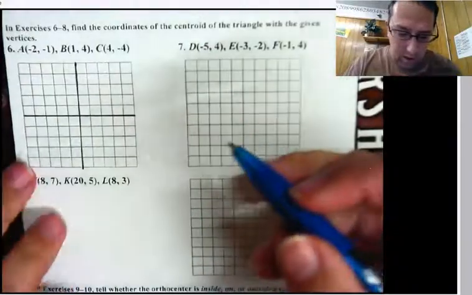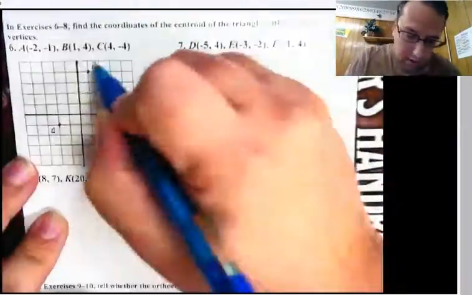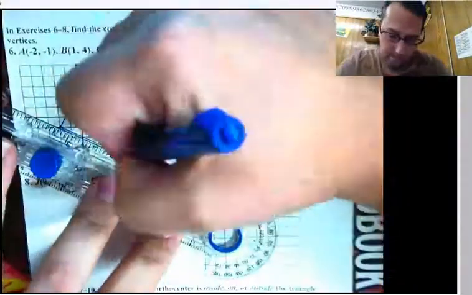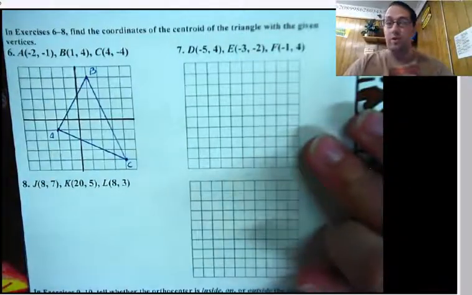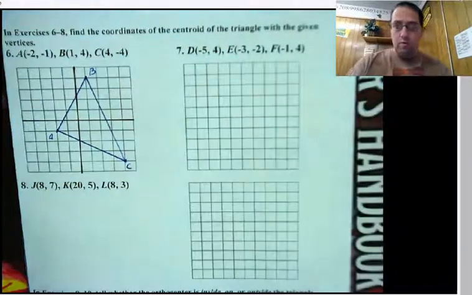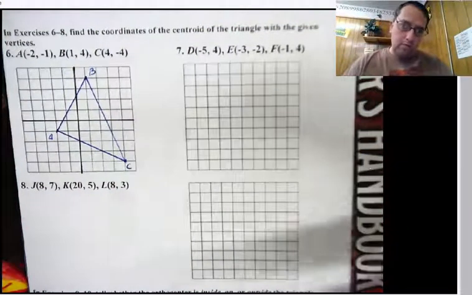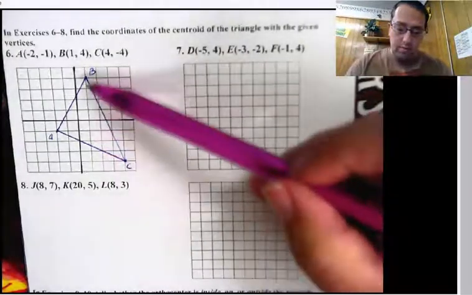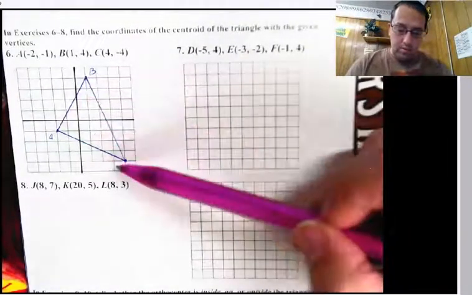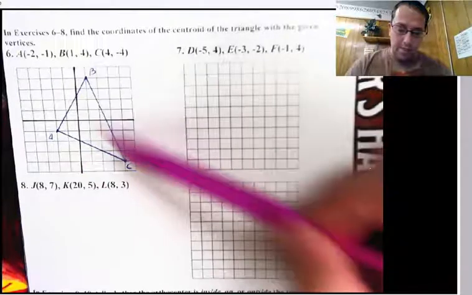I'm going up by 1s. Let's put our points in here. There's our triangle. We need to find the centroid. Remember, the centroid is the intersection of the medians. So where are the medians? Well, I don't see any medians. Medians, remember, is from a vertex to the midpoint of the opposite side.